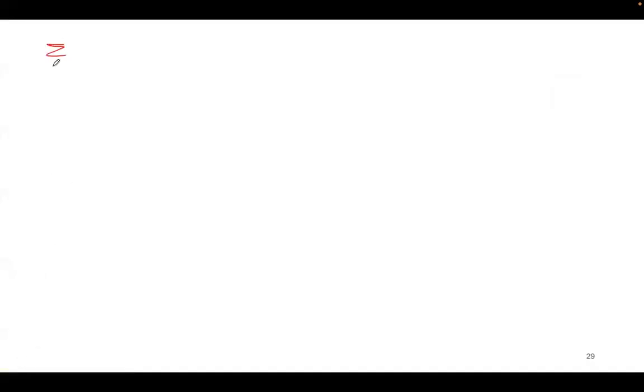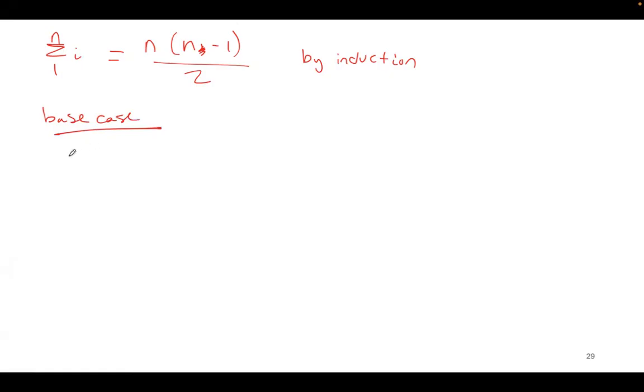Okay, so we want to show that the sum of numbers from 1 to n is equal to n times n minus 1 over 2. So the way we do this by induction is we start with a base case, where the base case is the simplest possible way.